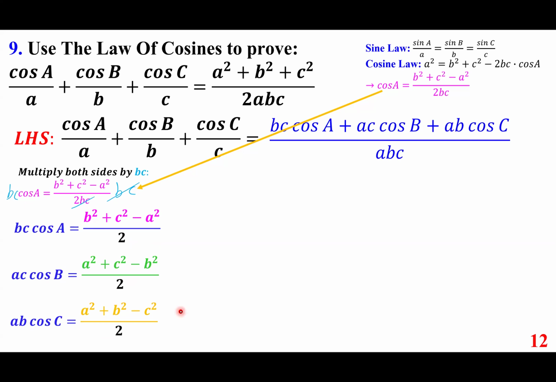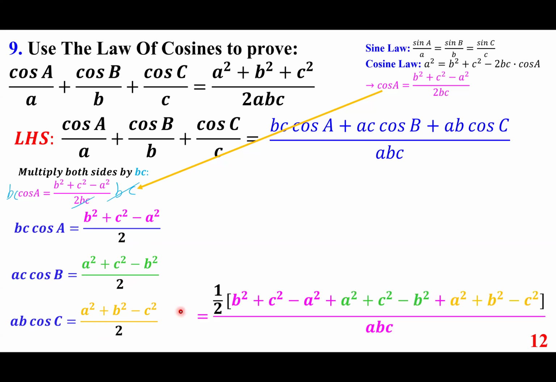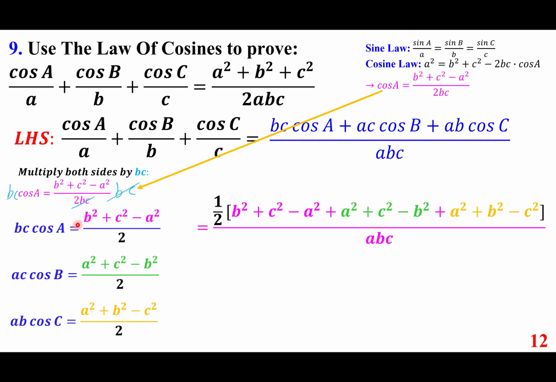Let's do that. And what we are going to do, we are going to take a common factor of 1/2 out. All of them are 1/2 times those, right? So 1/2 times this, 1/2 times the green one, 1/2 times the yellow one. And notice what happens. So inside the brackets, b squared cancels out minus b squared. c squared cancels out minus c squared. Negative a squared cancels out positive a squared.